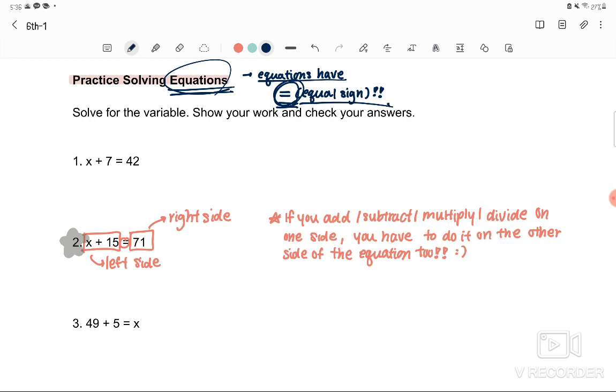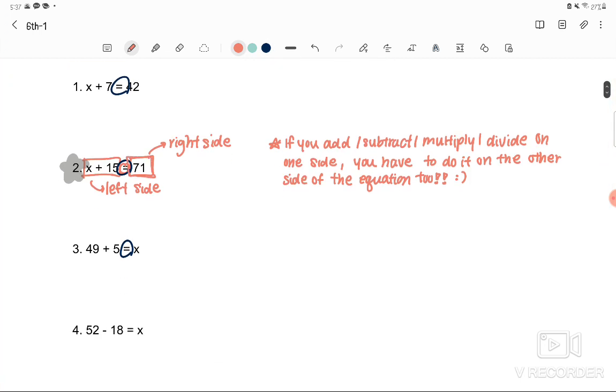Okay, so equations means that they contain an equal sign. Like here, as you can see, those equal signs. And like I said, the right side of the equal sign is called the right side, and the left side of the equal sign is the left side. So this is the important concept: if you add or subtract or multiply or divide on one side, you have to do it on the other side of the equation too.